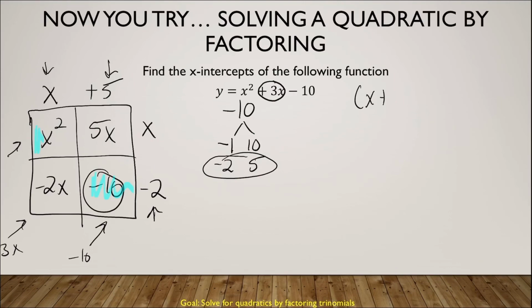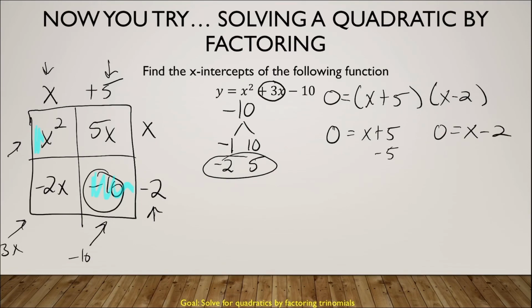So my factors are x plus 5, and we're going to set this equal to 0, and x minus 2. Then I set each one to 0. I'm going to subtract 5 from both sides. Get negative 5 equals x. I'm going to add 2 to both sides. And I get 2 equals x. Okay, that's all it is.